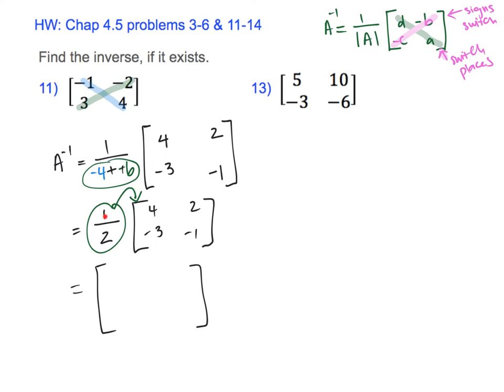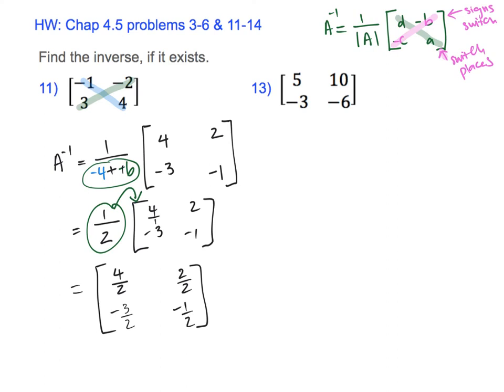So 1/2 times 4 is 4 over 2. Basically, I just mentally put that over 1 and then multiply straight across, right? Because 1 times 4 is 4. 2 times 1 is 2. Then I'm going to multiply 1/2 with 2, so that'd be 2 over 2. And then 1/2 times -3 is -3 over 2. 1/2 times -1 is -1/2.